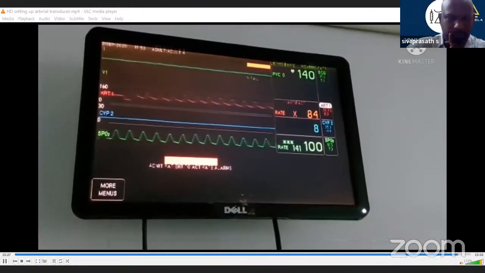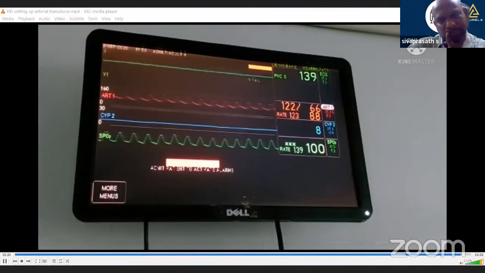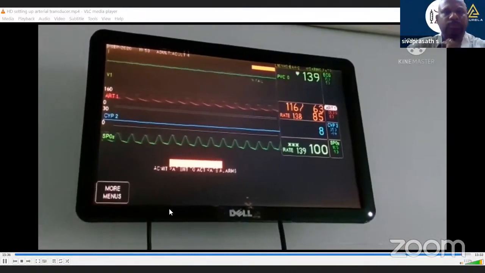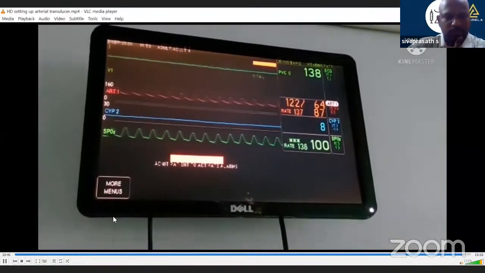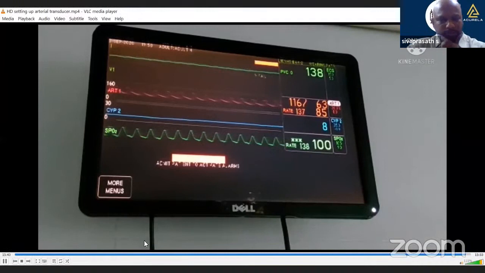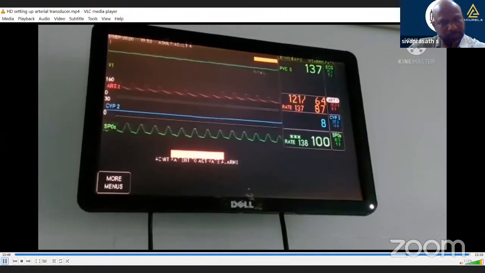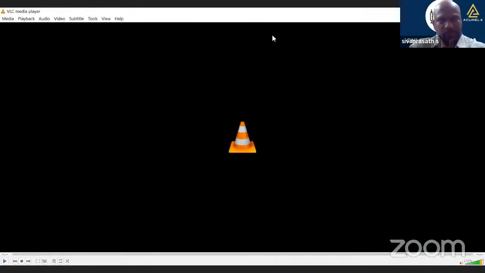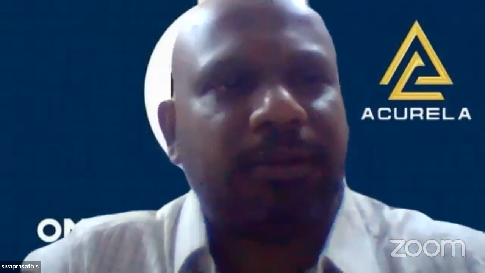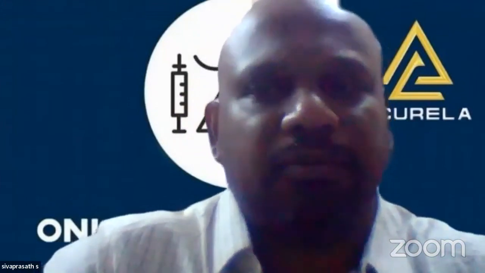To test this dynamic response, you have to do the fast flush test. In the fast flush test, after the square waveform, only two oscillations should be there. If there are more oscillations, you will have an under-damped system. If there are no oscillations, you will have an over-damped system and the waves will become characteristic. So in addition to zeroing and leveling, you should check the dynamic response of the system also. I think you would have all understood how to set up this transducer and effectively measure arterial pressure and CVP.